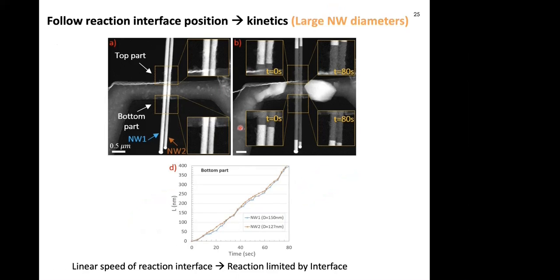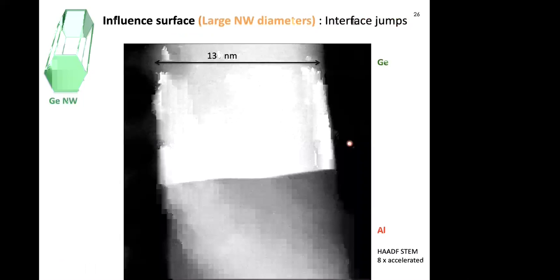And interestingly, we do not see the same kinetic result in thick nanowires. So here, the length the interface has traveled over time is much more linear with some jumps. And again, according to models, this may indicate that the reaction is limited by some interface, and we speculate it's this reaction interface. And I will show you now why we think it is the reaction interface.